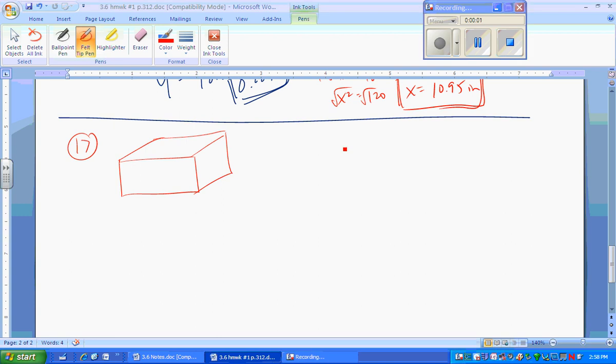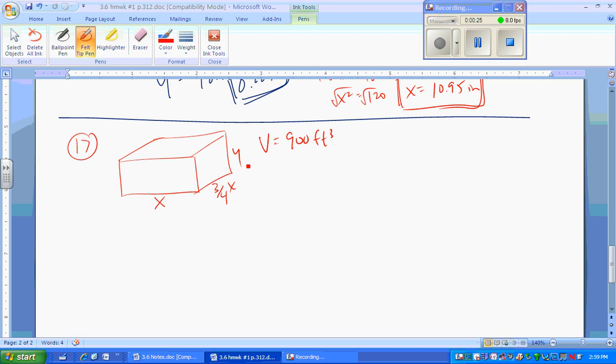17. The builder intends to construct a storage shed having a volume of 900 cubic feet, a flat roof, and a rectangular base whose width is 3/4 the length. So the width over here is 3/4 the length. So if this is x, this is 3/4 x. We'll call this y for the height.